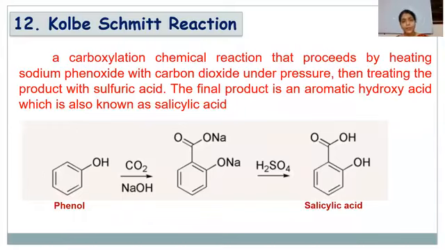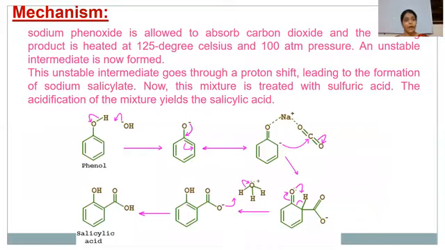Next reaction is the Kolbe-Schmidt reaction. Kolbe-Schmidt reaction is a carboxylation reaction in which a COOH group is introduced. It is a carboxylation chemical reaction that proceeds by heating sodium phenoxide with carbon dioxide under high pressure and then treating the product with concentrated sulfuric acid. The final product is an aromatic hydroxy acid that is known as salicylic acid.